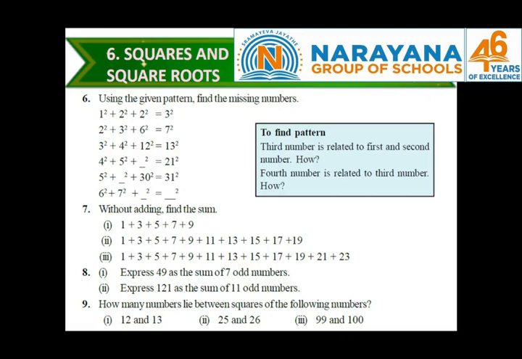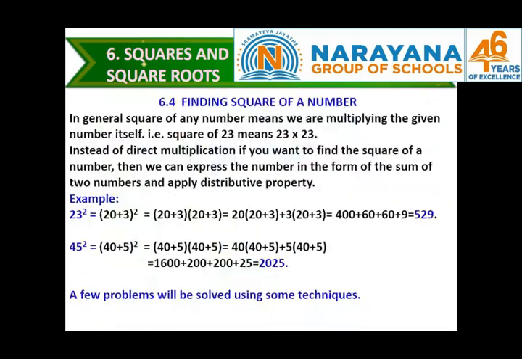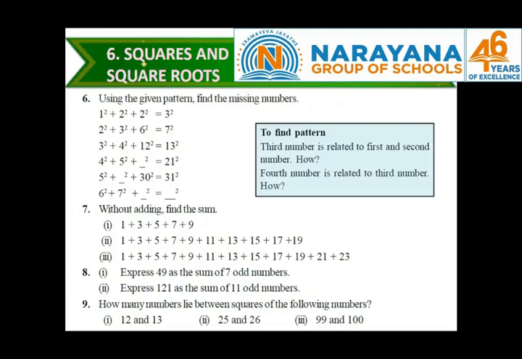How many numbers lie between the consecutive squares of the following numbers? For consecutive numbers, we know it is 2 times the smallest number. First one: 2 times 12 is 24. Second one: 2 times 25 is 50. Third one: 2 times 99 is 198. By seeing, we are able to answer the questions.